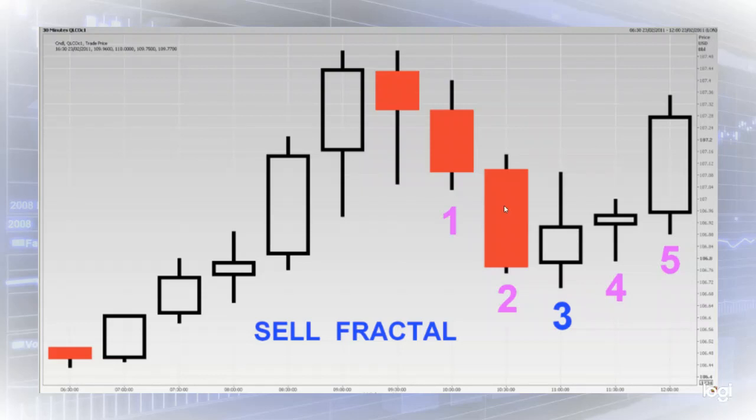We then have this candle number 2, where its low is lower than candle number 1. We then have candle number 3, which has a low lower than candle number 2. We then have candle number 4, whose low is higher than the low of candle number 3. And we then have candle number 5, whose low is lower than candle number 4 and 3. So that's the 5 candles that completes the sell fractal. So this line here would be the sell fractal level.